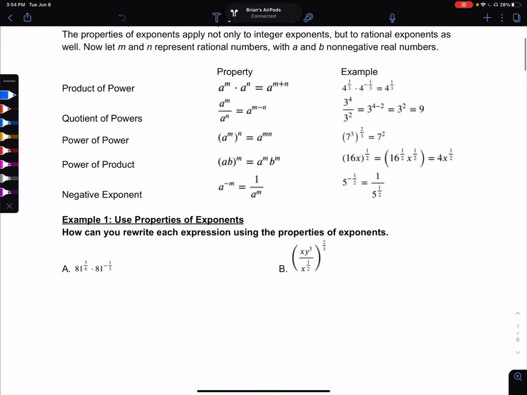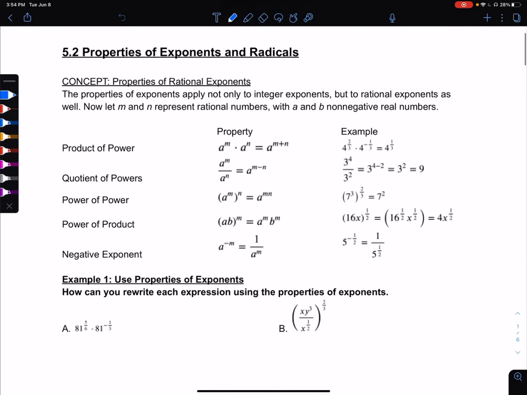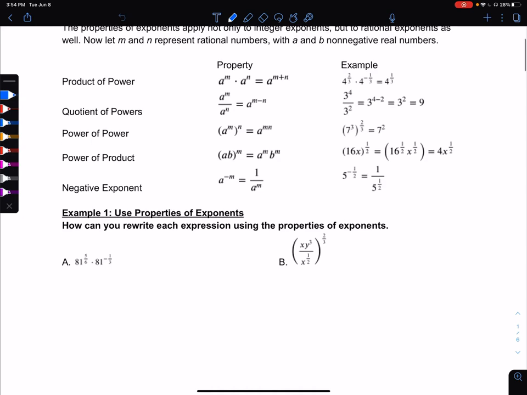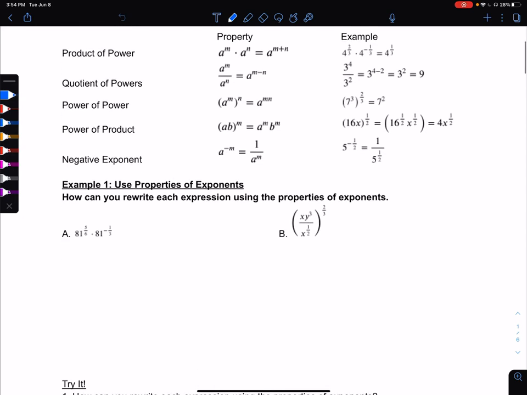Alright, in this video, we're going to look at example 1 from section 5.2, and we're going to use properties of exponents. And I have a little chart here of all those properties so we can reference back to those. So first example, the question says, how can you rewrite each expression using the properties of exponents? So in part A, we have 81 to the 5/6 power times 81 to the negative 1/3 power.